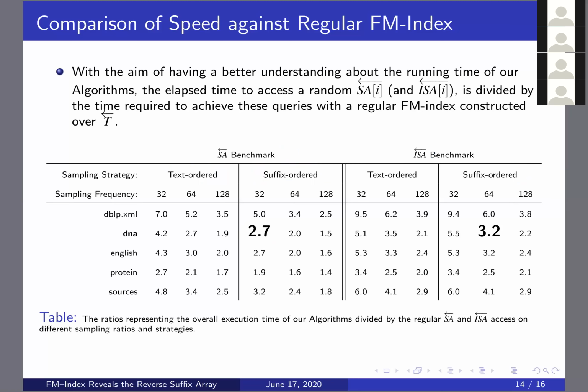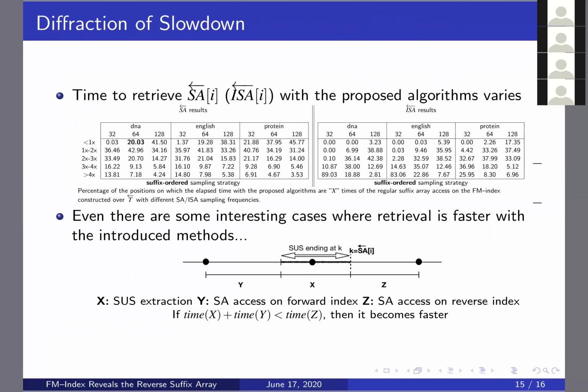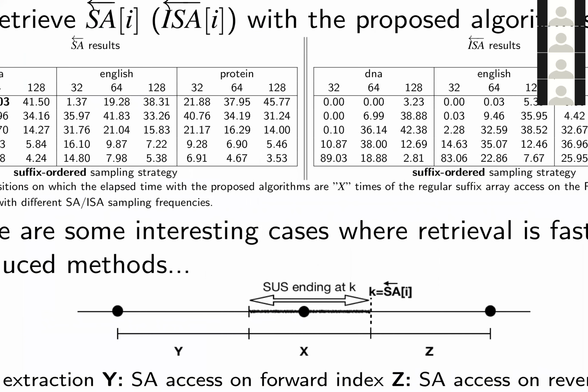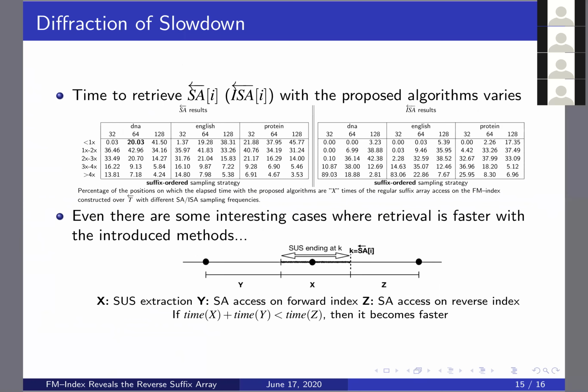But in return, we are not using any additional space. What is more, this slowdown is totally dependent on the length of the shortest unique substring. So sometimes we are 1 to 2 times slower, and sometimes it is bigger. We also included a fraction of the slowdown here. And interestingly, at some points it is even possible that this method behaves faster than an original FM index.